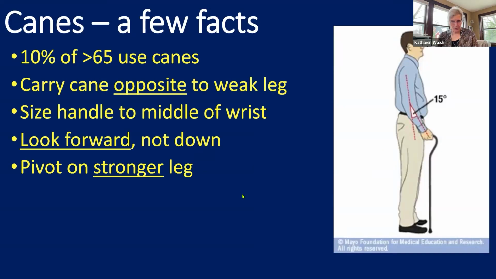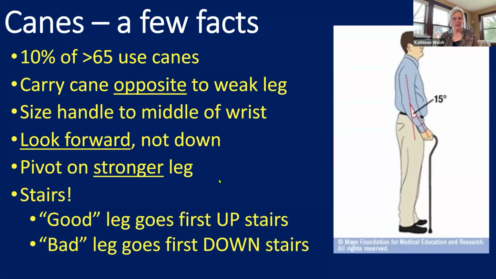Canes. A lot of your patients use canes. I tell you, there's not one resident or medical student that I've taught who has come through that knows anything about canes or anything about walkers. And I'm the one to teach them because someone taught me during my geriatric fellowship, and she was a physical therapist. So 10% of those over the age of 65 use canes. Carry the cane opposite to the weak leg. You size the handles to the middle of the wrist. We'll go through that in just a second. You look forward, not down, pivot on the stronger leg. And the key is with steps, the good leg goes up, the bad leg comes down.